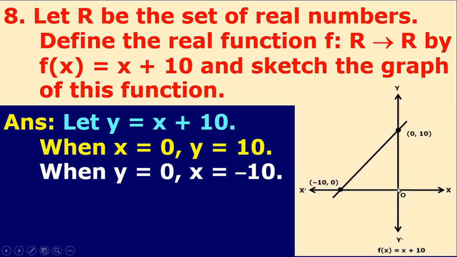So when x equal to 0, y is 10. When y equal to 0, x is minus 10. So therefore we get 0, 10 and minus 10, 0. So draw these 2 points, and we get a straight line. This is the graph of y equal to x plus 10. So this is the graph of the function f of x is x plus 10.